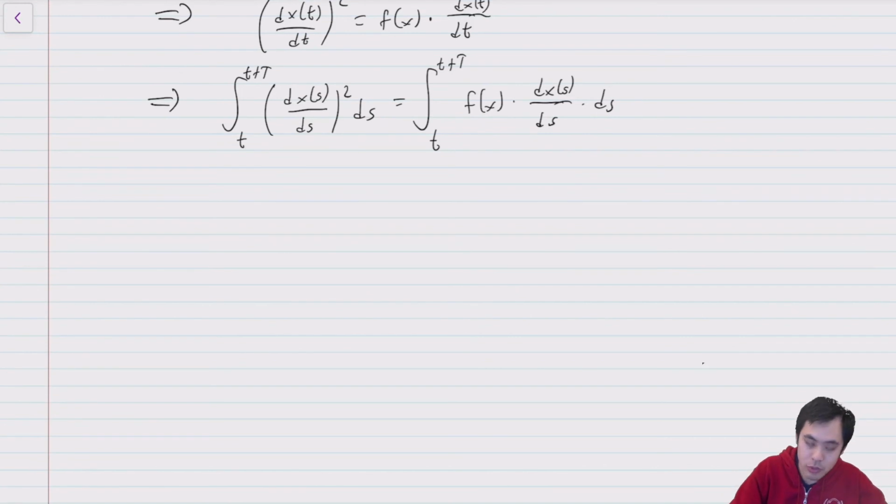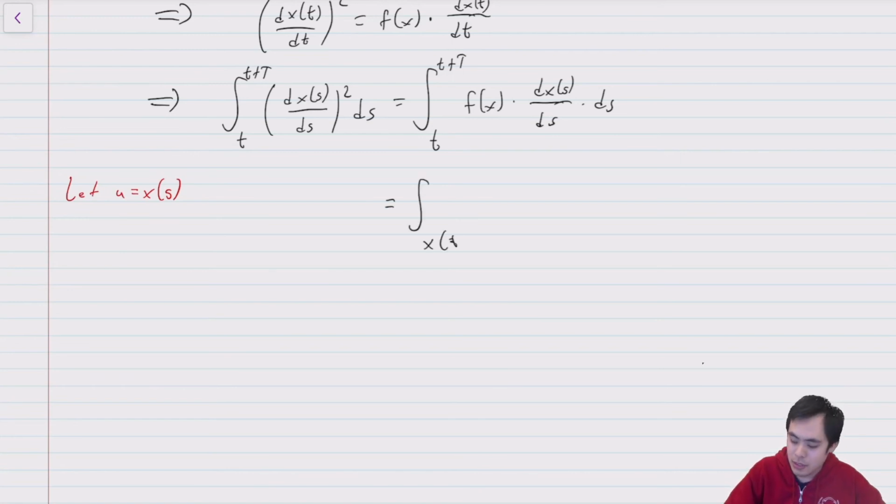Okay, and so now we're going to focus on solving the right-hand side. We're going to let u be equal to x of s. And then this right-hand side is going to be equal to the integral from x of t to x of t plus capital T of f of u du after that change of variables.